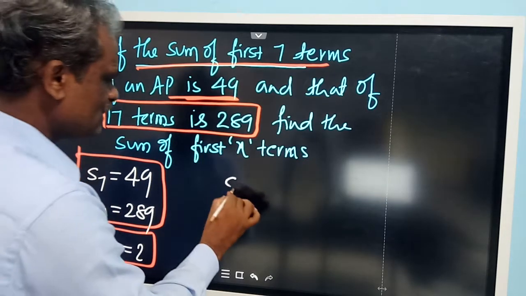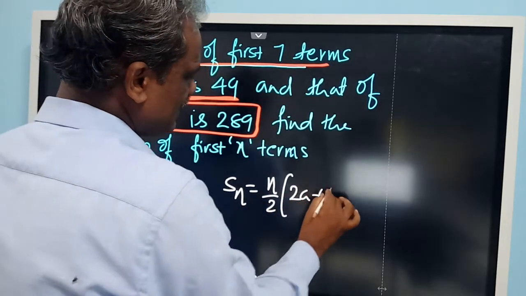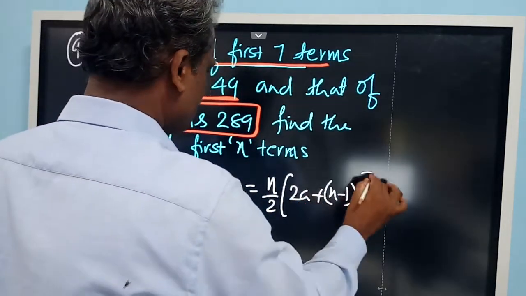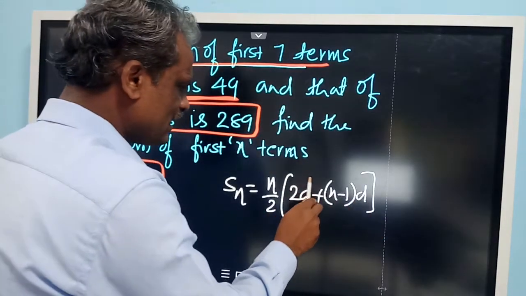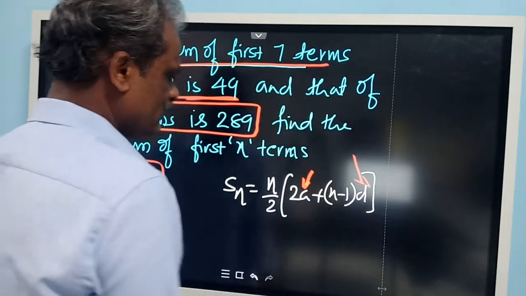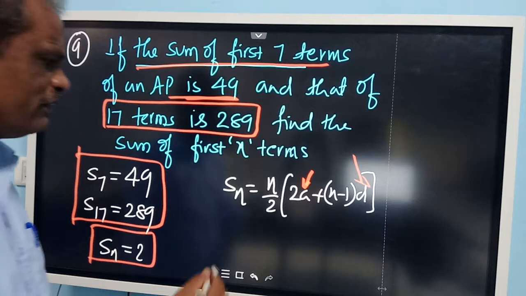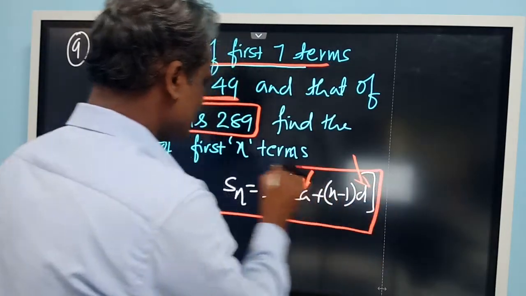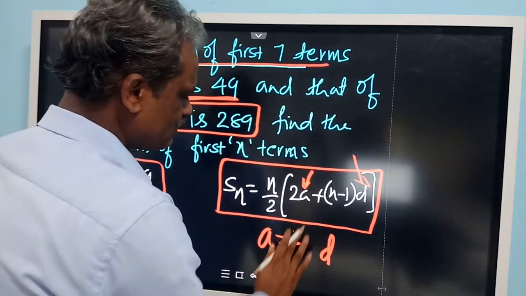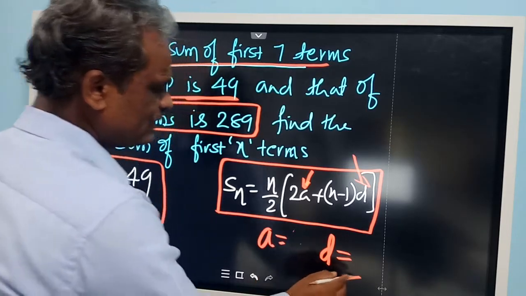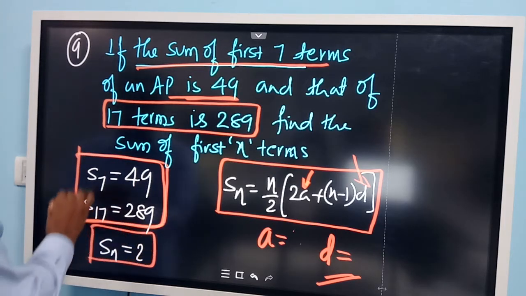If you want the sum of n terms, we have the formula n by 2 into 2a plus n minus 1 into d. We do not know the nth term, so therefore we have to calculate the value of a and the value of d here. The n you have to keep as it is. These two should be calculated, and that can be done using these two pieces of information.